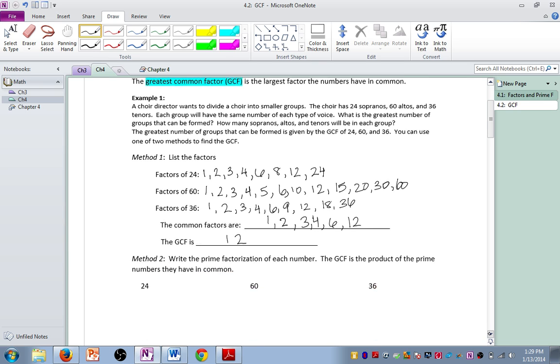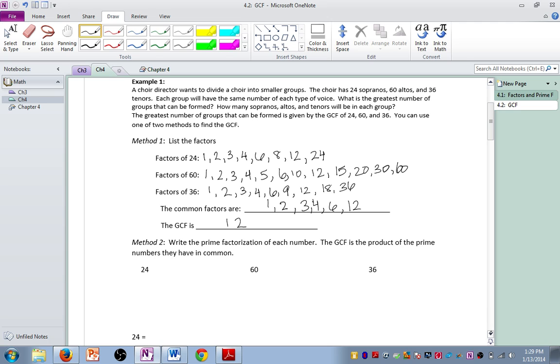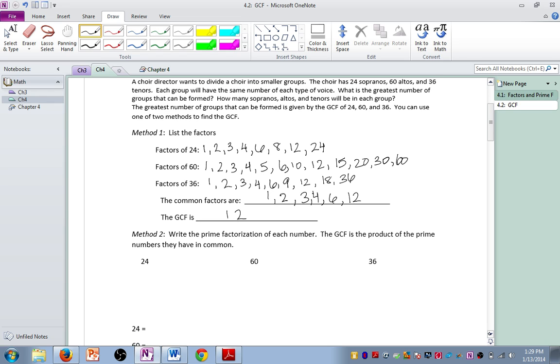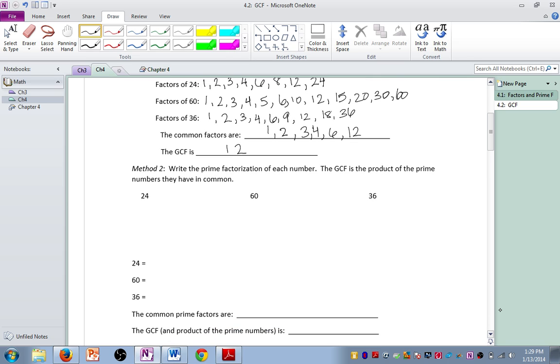The other method of finding the GCF is to use the prime factorization of each number using factor trees. The GCF is the product of the prime numbers that they have in common. When we factor out 24, I do 4 times 6, and I continue to factor that out to its prime factors. So the prime factors of 24 are 2 times 2 times 2 times 3.